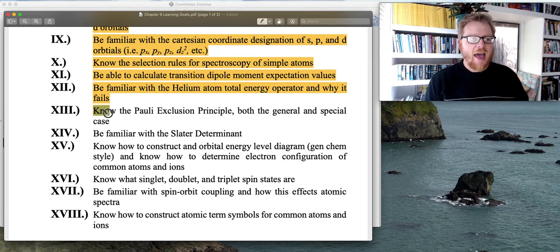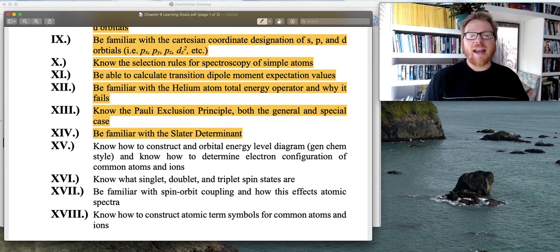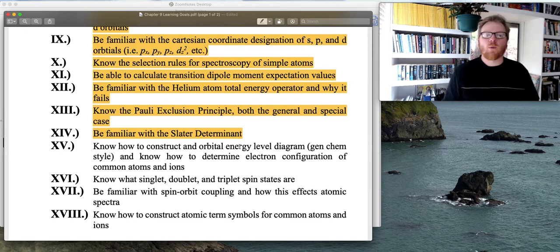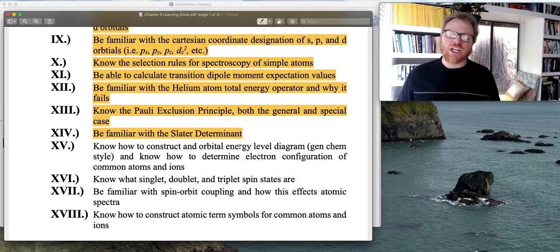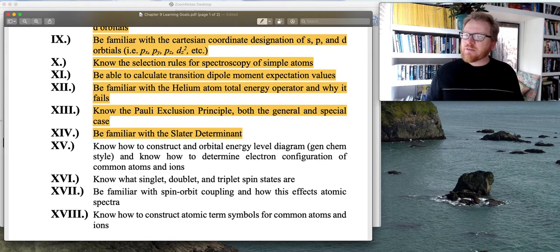And that leads into a lot more detail that we're not going to quite get into, such as the Slater determinant and how to construct an approximate wave function for any closed shell atoms. So just having some familiarity with that is the learning goal.